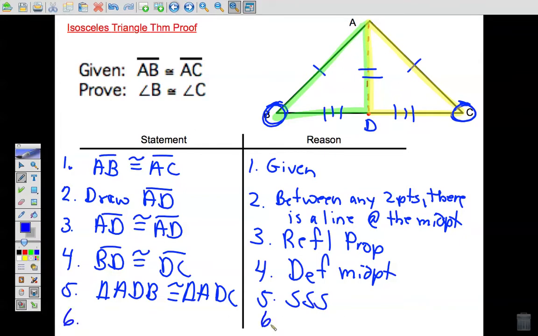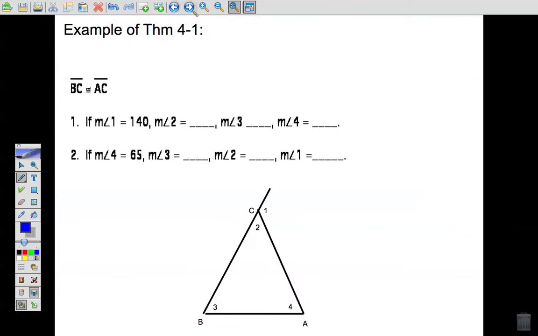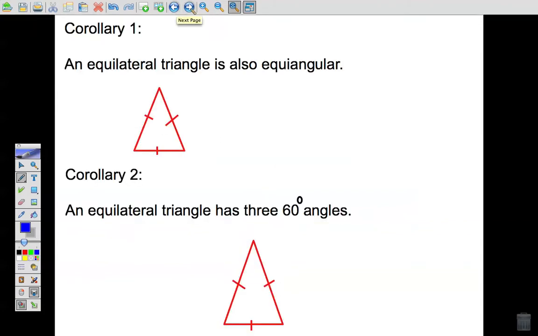Now, I've got the two triangles congruent to one another. Now I can say that angle B is congruent to angle C. And the reason? Corresponding parts of congruent triangles are congruent. So we've proven the isosceles triangle theorem. Okay, I'm going to wait on the rest of this because I want to go through it in class. Today I mainly just want to introduce this.